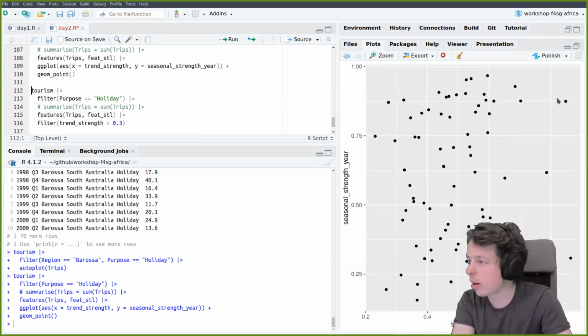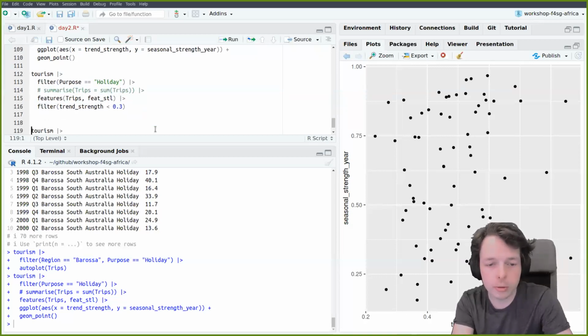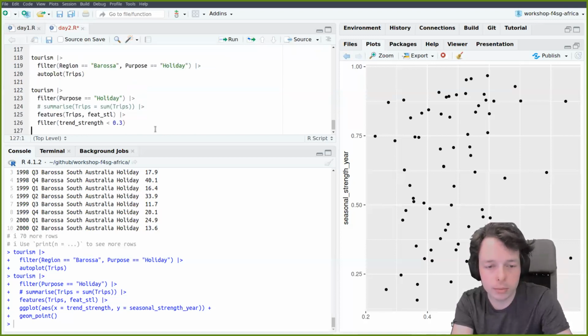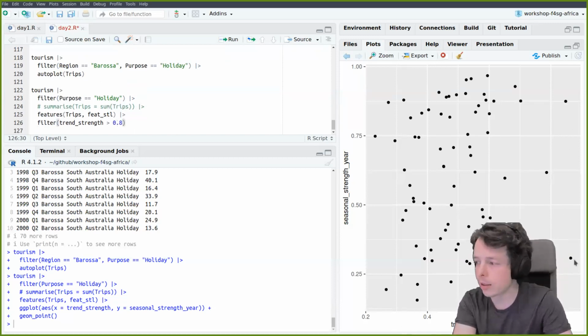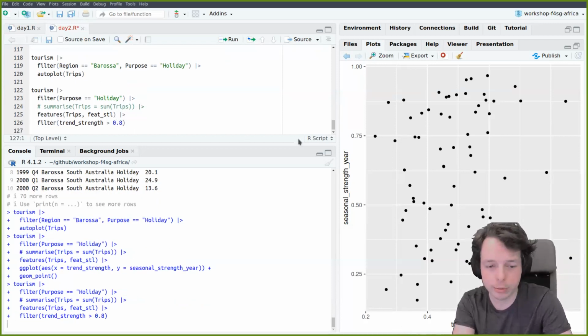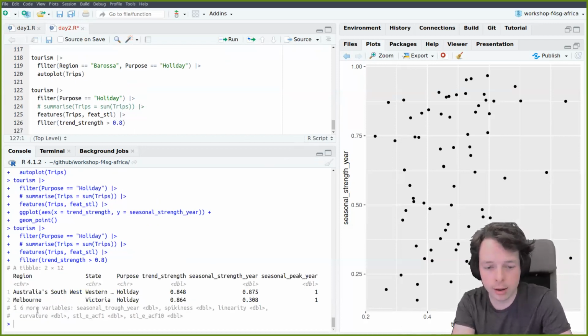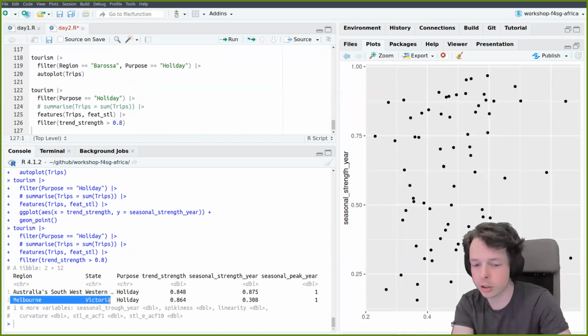What about this point up here? It has a lot of seasonality, about 0.85, and a lot of trend, above 0.8. So I can use the same technique. We're going to filter out the time series, but this time my trend strength will have to be bigger than 0.8. So then I'll have this point and this point. Should have two observations. I've got the Western Australia's southwest and Melbourne, Victoria, the second largest city in the country.